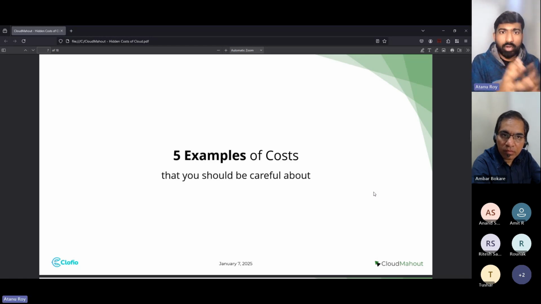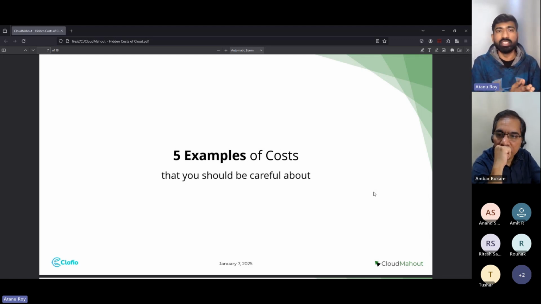So let's start with these examples. We are going to take 5 examples today. This is, of course, not an exhaustive list. There are other cost heads which can also come up in your bill. But we have picked the 5 most common hidden costs that we have come across while doing cost optimization for over 50 different startups and growing businesses in our last 1.5 years' journey.